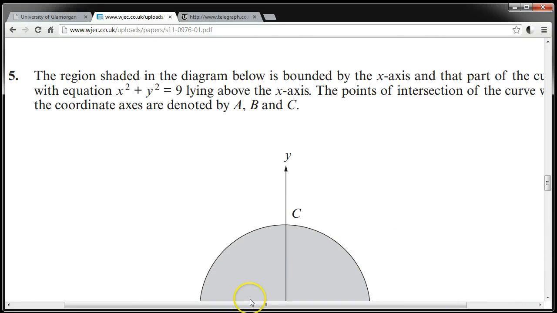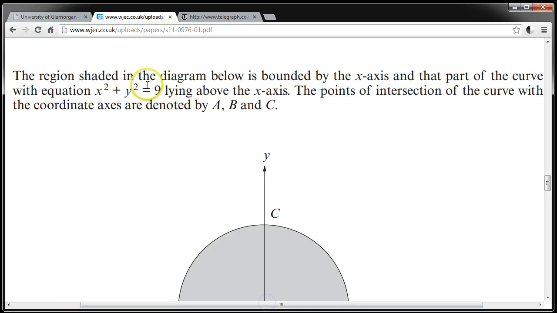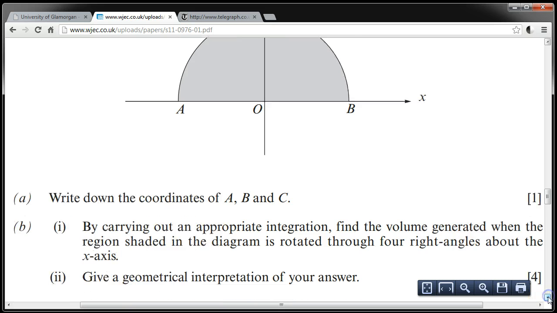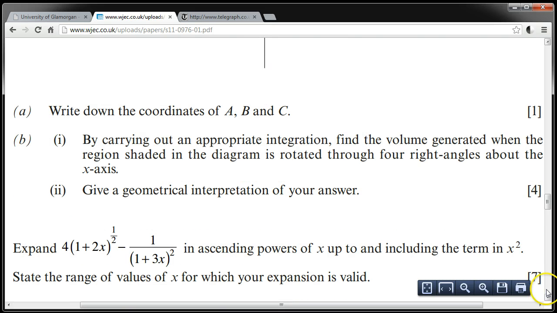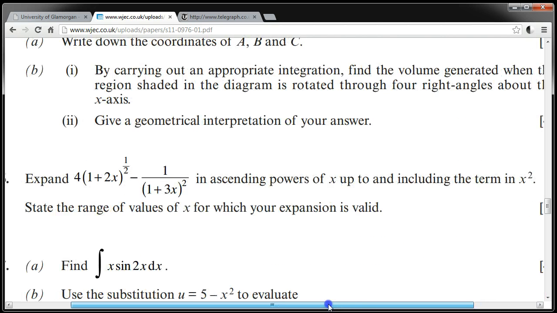You've got a region here, an area bounded by a curve and the x-axis, is half a circle lying above the axes, and then it's got intersection points with the axes A, B, C. Then you rotate it through 4 right angles about OX and work out the volume. And we can see that that question is fairly user-friendly as well.